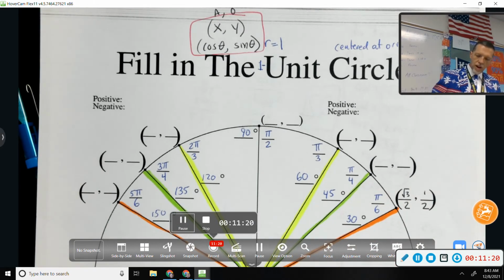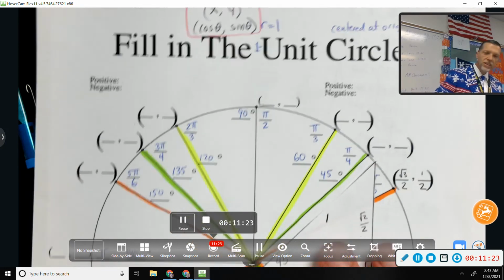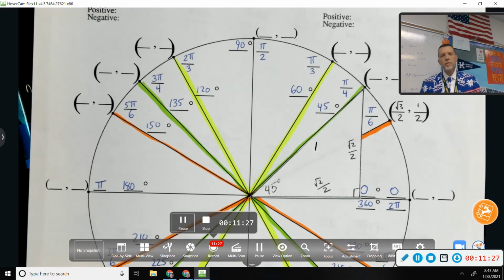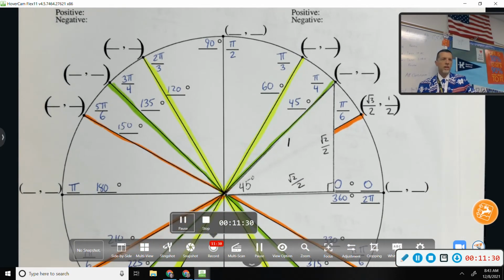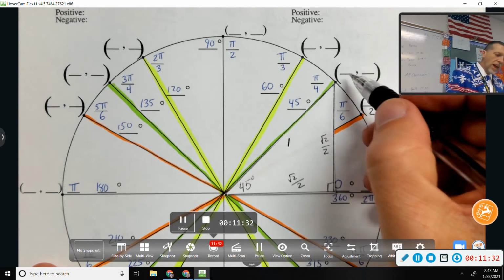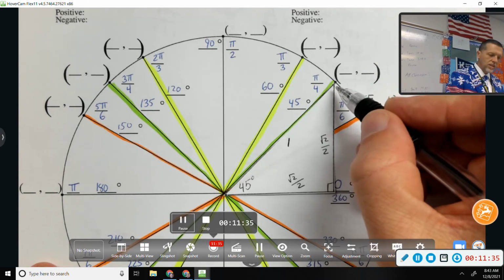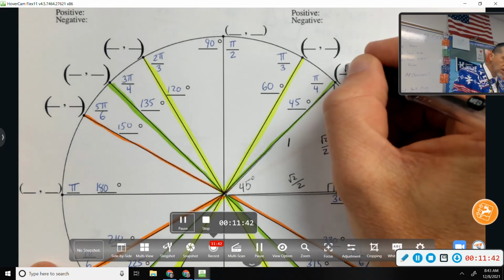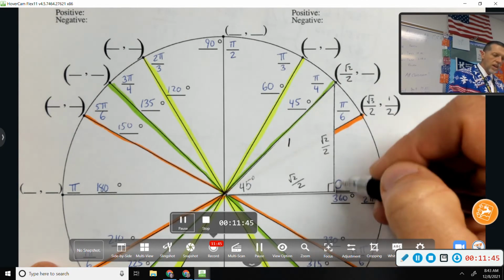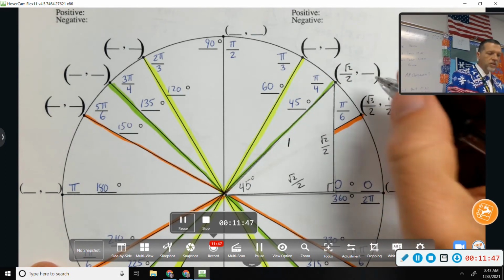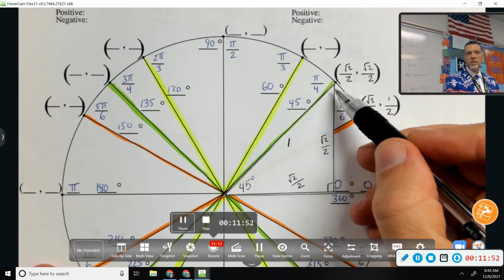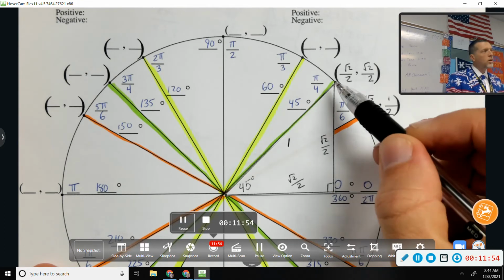All right, let's grab the 45, 45, 90 triangle and slide that in there. So what's the x-coordinate at this point? Root 2 over 2, because we would go that many in the x direction. And the y direction, also root 2 over 2. That kind of makes sense maybe, because pi over 4 is right in the middle. So its x-coordinate and its y-coordinate should be equal.